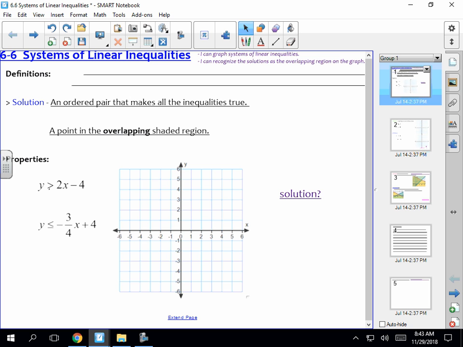We take the first one here. y is greater than 2x minus 4. Place a dot at negative 4 for the y-intercept. Go up 2 and right 1 from there. I've got a dashed line.